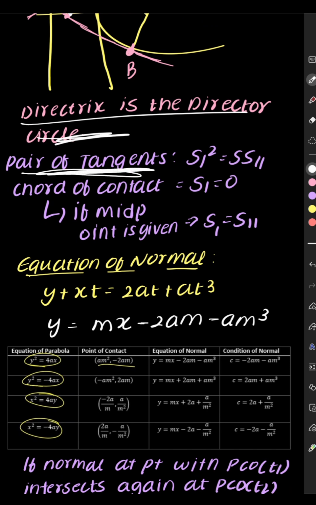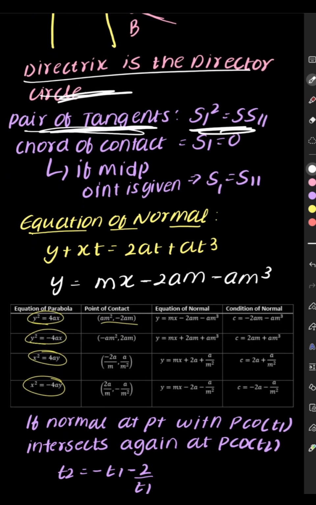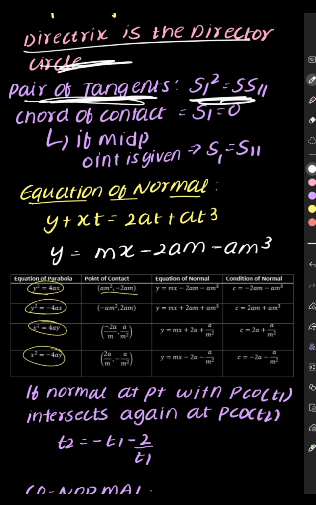Moving on, the pair of tangents formula is the same: S1 square equals S into S11. Chord of contact is S1 equals 0. If the midpoint is given, you can write the equation of a chord as S1 equals S11.